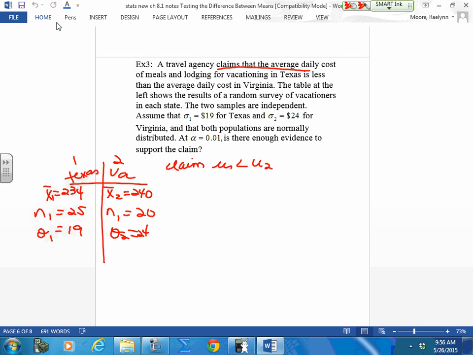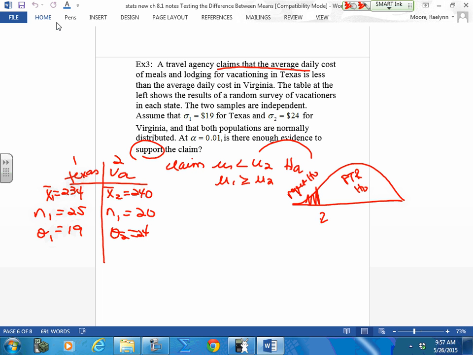We want to know, is there enough evidence to support the claim? Remember, when we use the word support, that's an HA. And sure enough, that's my HA. My H0 is greater than or equal to. So we do a test. What tail test do we have? Left-tailed, good, it follows the HA. We say reject H0. Fail to reject H0.